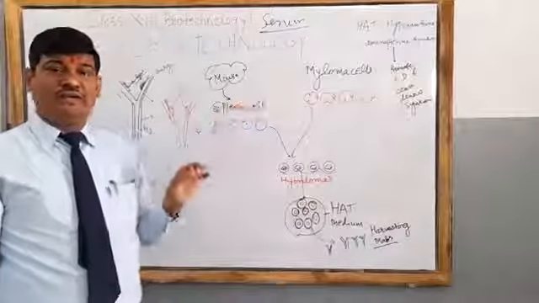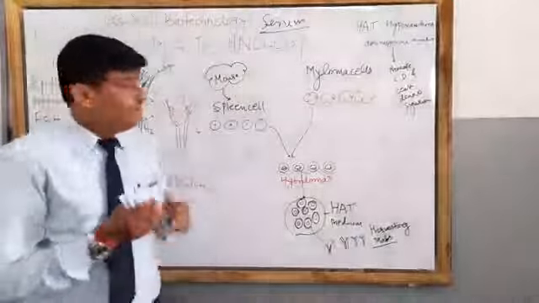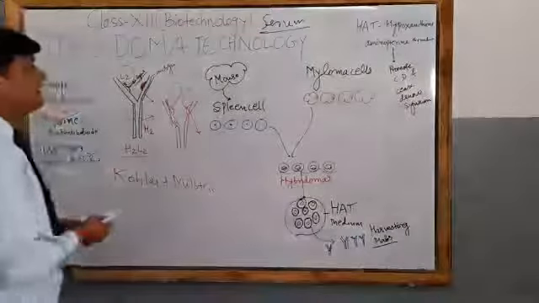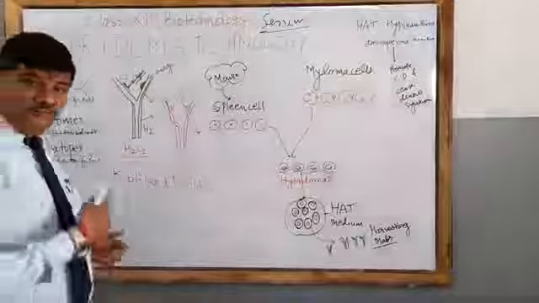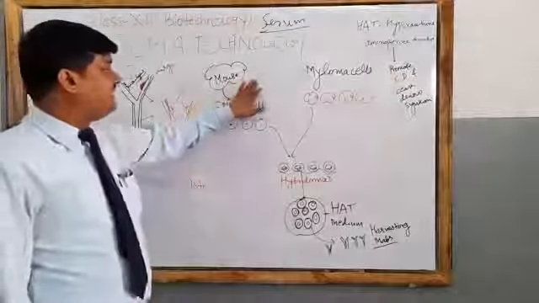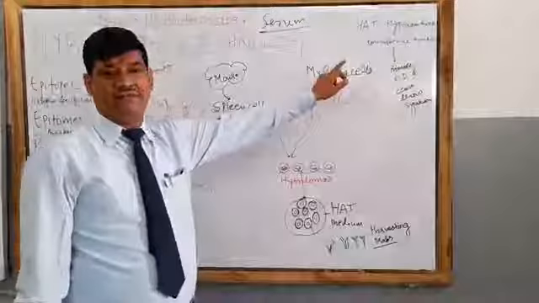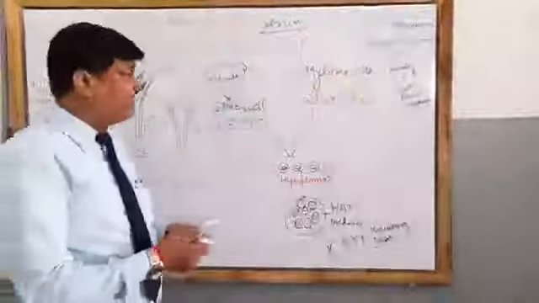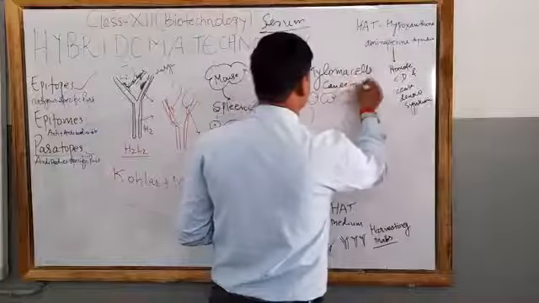Actually, monoclonal antibodies can only be produced by the hybridoma technology. So let us see what is the meaning of this hybridoma technology and how it is produced. Here we are taking the mouse and we are having the myeloma cells. Myeloma cells are the cancerous cells.